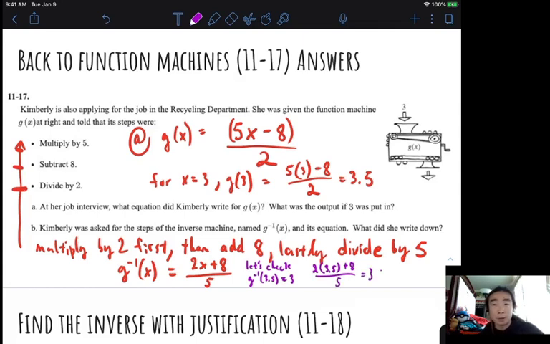Our old outputs are now our inputs, our old inputs are now our new outputs. It's confusing if you say it, but if you write it out, it's not so bad.